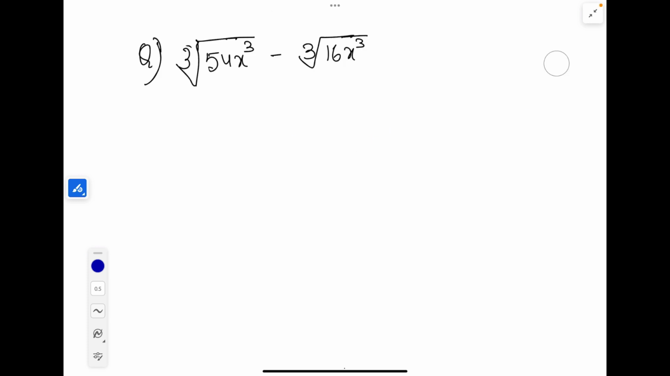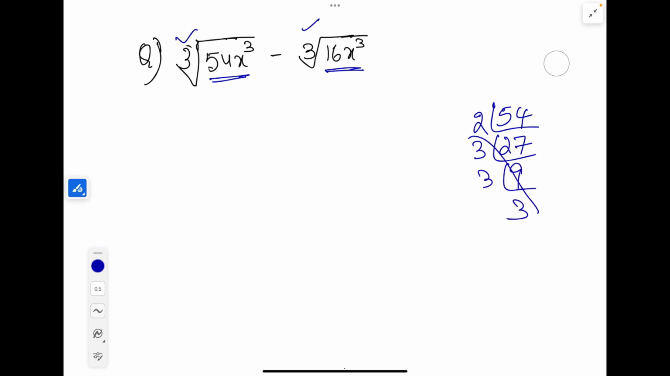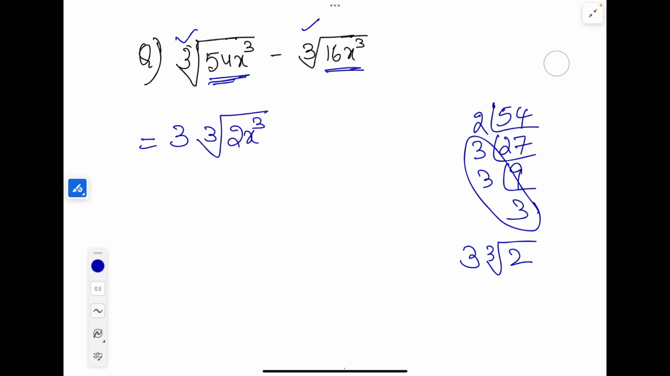Now children, let us see this sum. In this particular question, the radicand is different, right? But the index is the same. So let us simplify this. First let us take the factors of 54. 2 times 27, so 3 times 9, 3 times 3. Since it is a cube root, I have to make triplets. So how can I write this? From a triplet, one number will go, that means 3 will go out of the cube root, and whatever is without a triplet will be inside. So this part I can write as 3 into the cube root of 2x cube. This x cube I am writing as it is.